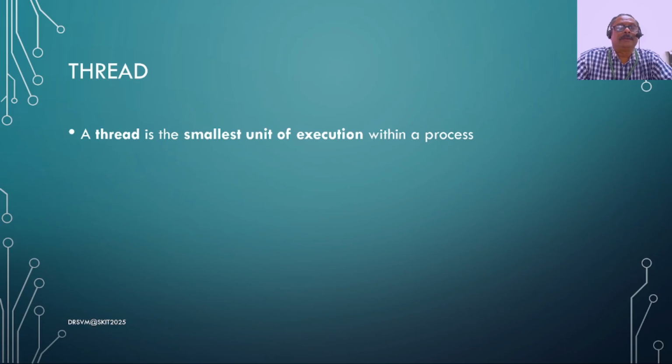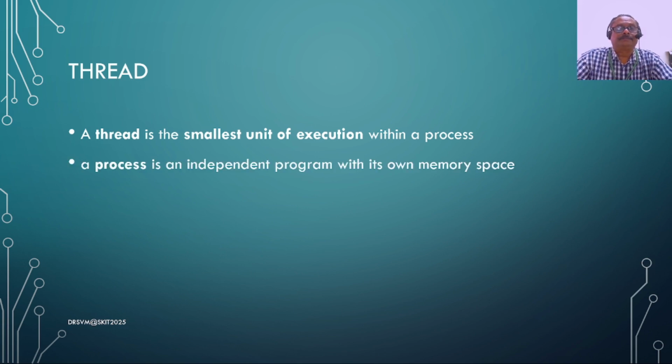A thread is basically the smallest unit of execution within a process. That means there is one process, and if it contains some parts that can be executed separately without depending on one another, then each of these sub-components can be separated and each one can be called a thread, and these threads can be made to run concurrently. So that's what we say a thread is.